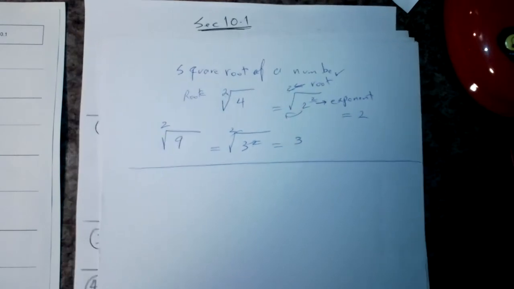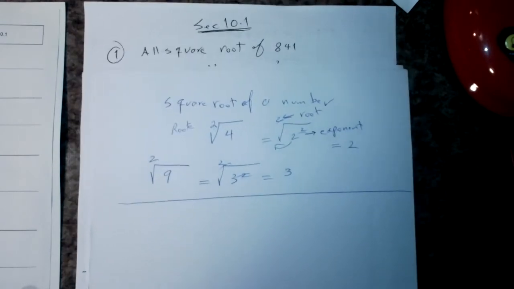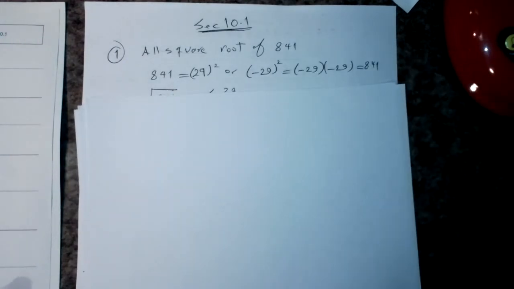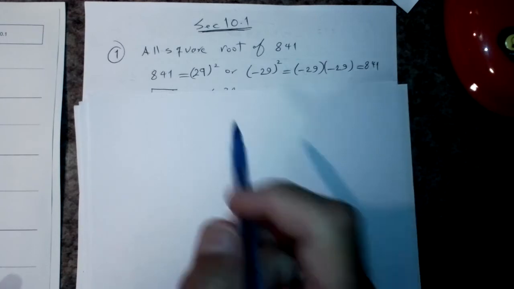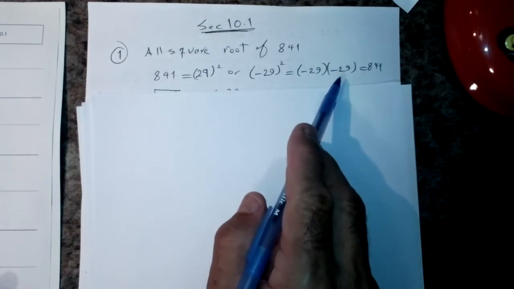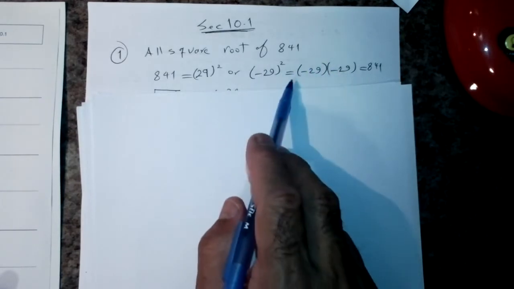Now, what is the square root of 841? The square root of 841, you could write 841 in two forms. 841 can be 29 to the power of 2 or negative 29 to the power of 2. In either case it is 841.